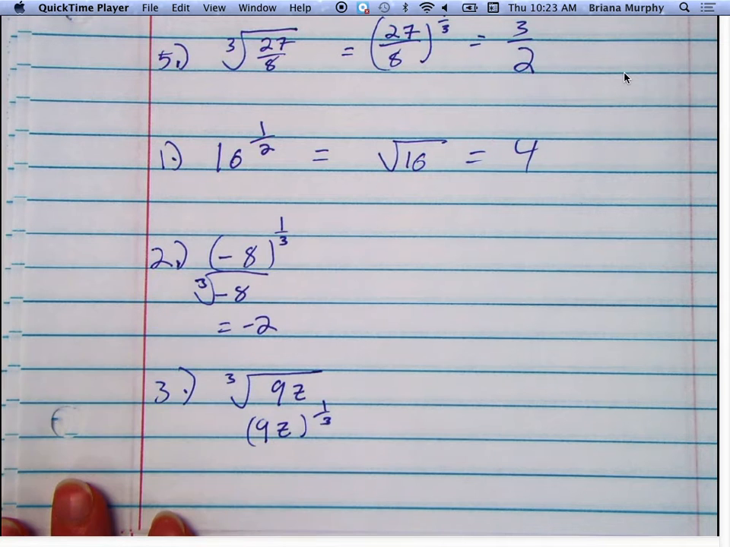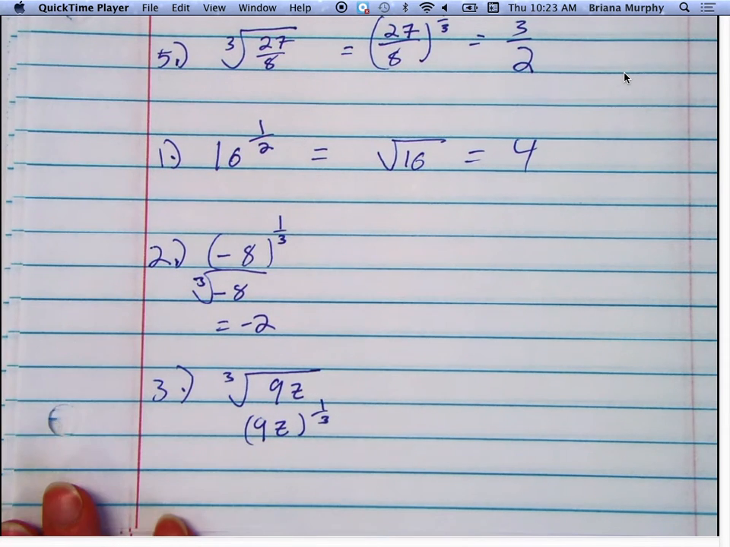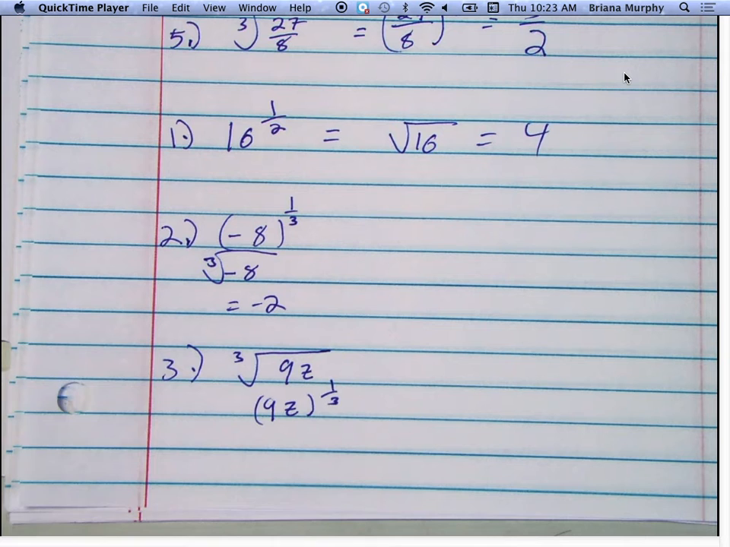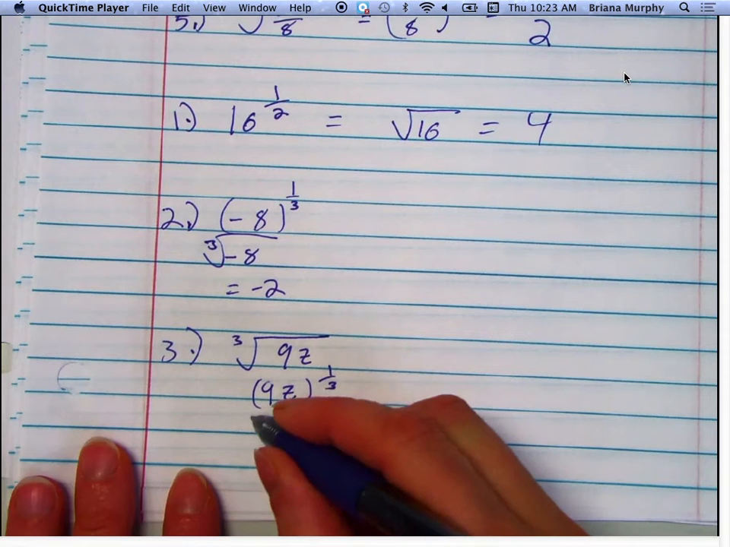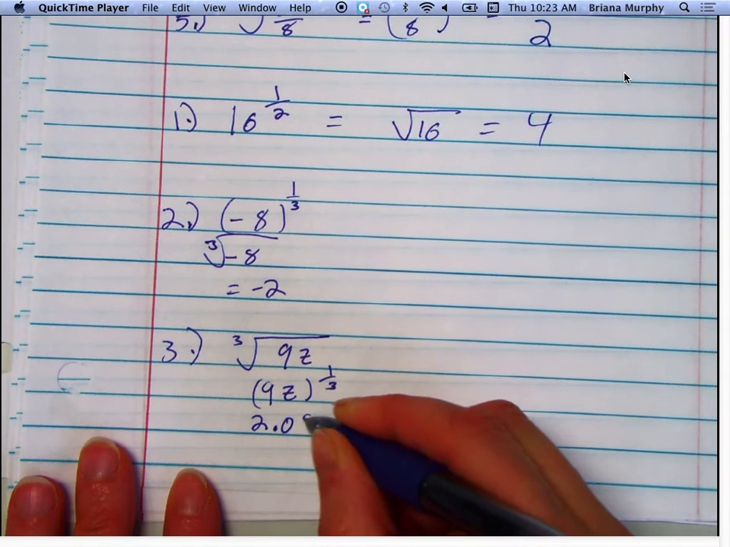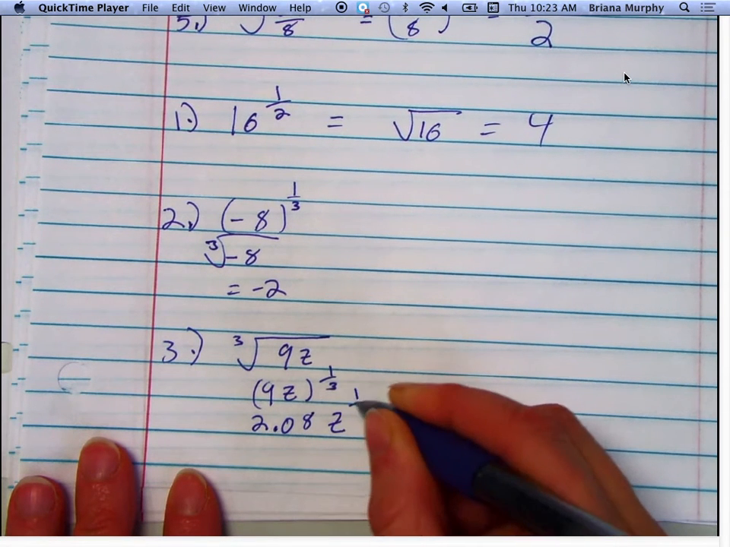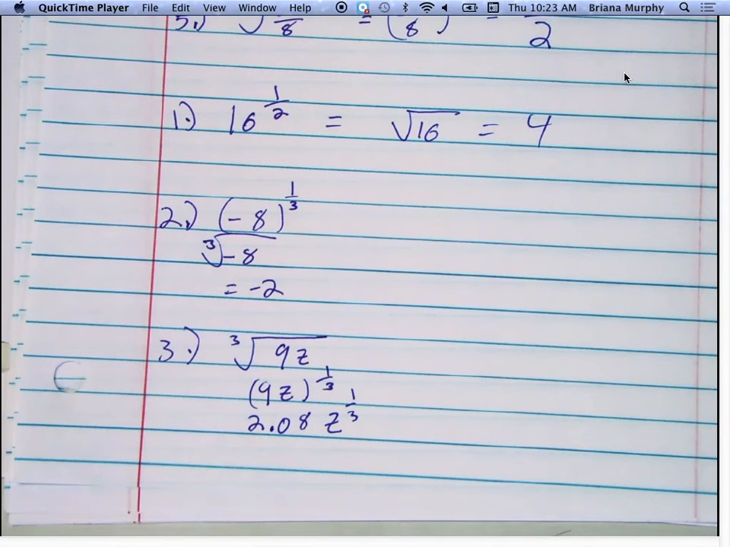So, what's 1/3? What times what times what gives me 9? This is tricky. There has to be 3 things. It's actually a decimal. It's 2.08. That's not fair. Z to the 1/3. You can stick it in your calculator. You could stick 9 to the 1/3 power in your calculator. Okay.